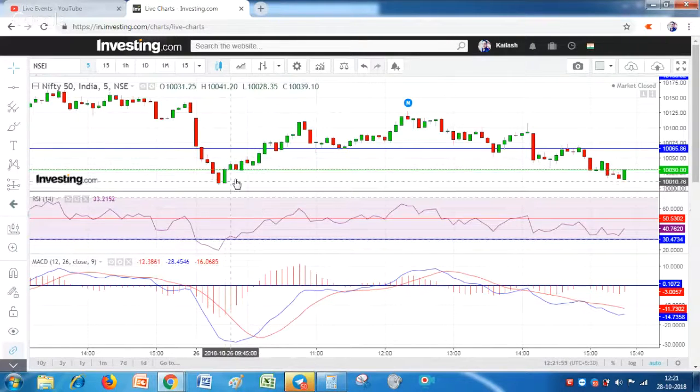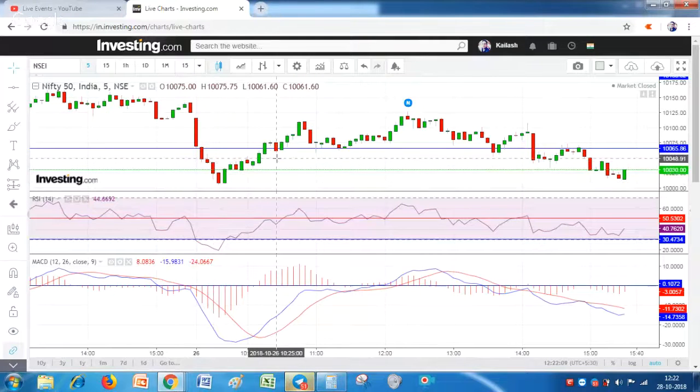Keeping the stop loss at the immediate level, 10,028 or so. Or most probably we could keep a stop loss of 10,010, which means a 30 point stop loss. Those who are safe players can keep the stop loss at this level, 10,025, also. We took the buy entry, and it has moved up to 10,109.